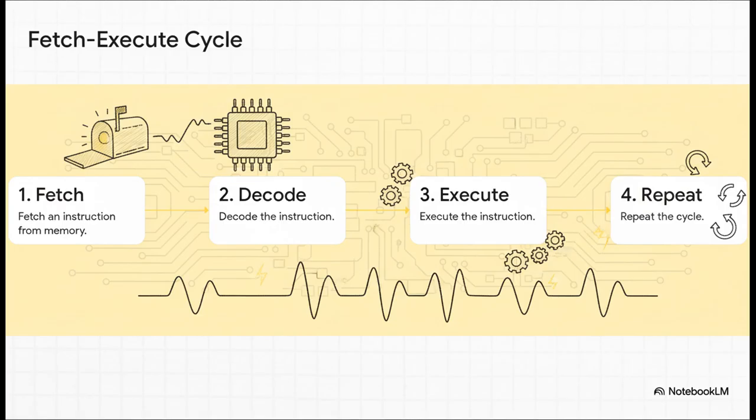And this simple little four-step loop is the engine that drives everything your computer does. The CPU grabs an instruction from memory, figures out what it means, does it, and then immediately does it all over again. Fetch, decode, execute, repeat. That is the literal heartbeat of your computer, and it's beating billions of times every single second.